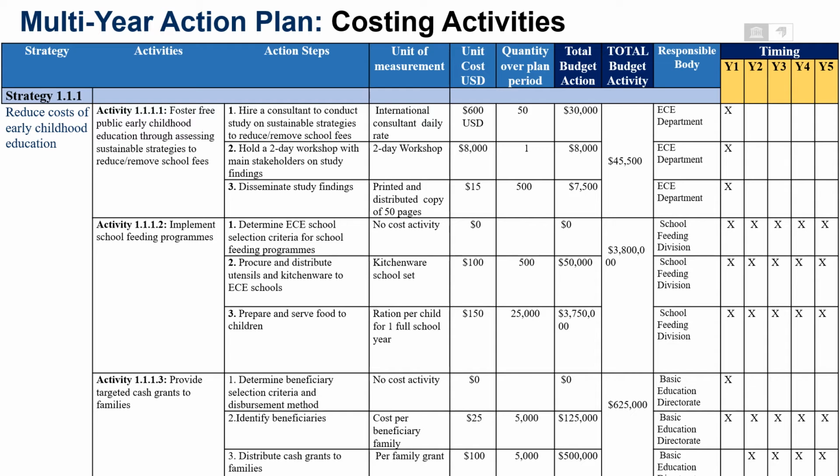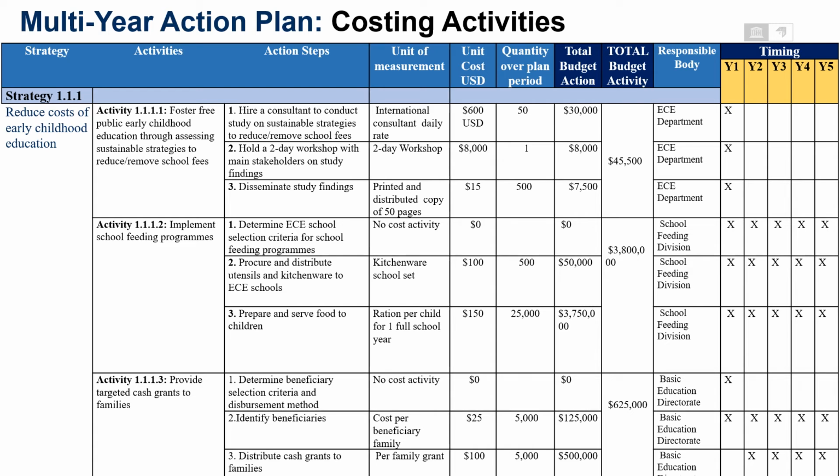Remember that if the item is already included in the financial simulation model, it will already be costed there, so you can refer directly to the cost included in the model and indicate it here in the table. You can see that we have done so for school feeding and distribution of cash grants. There may be other related action steps in these activities not included in the financial simulation model price that we will have to cost, however.